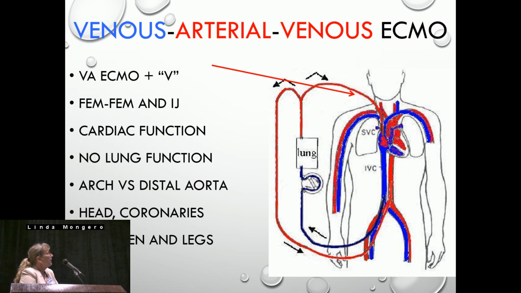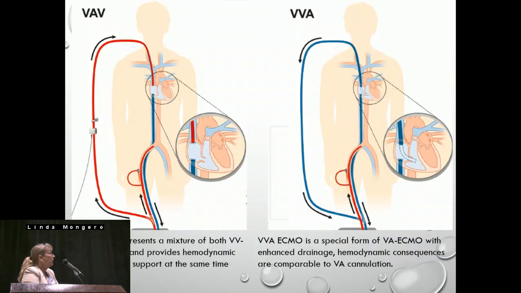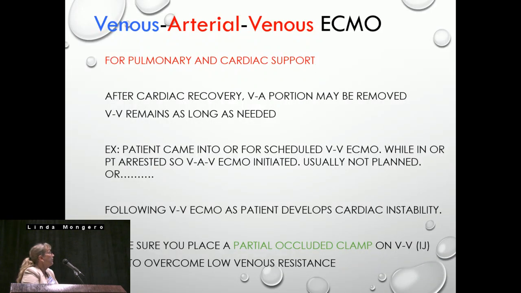But anyway, in venous arterial venous ECMO, VA ECMO plus a vein, you can see now oxygenated blood gets back to the heart. And you have femoral cannulation with an internal jugular, cardiac function, but still maybe no lung function, so you stay on ECMO. You are perfusing your arch and your distal aorta. You're perfusing your head and your coronaries and your abdomen and your legs. So you're managing your patient properly.